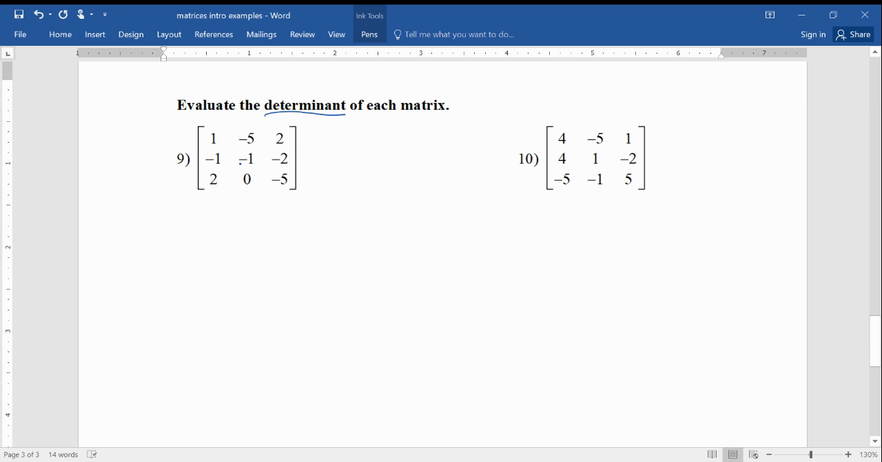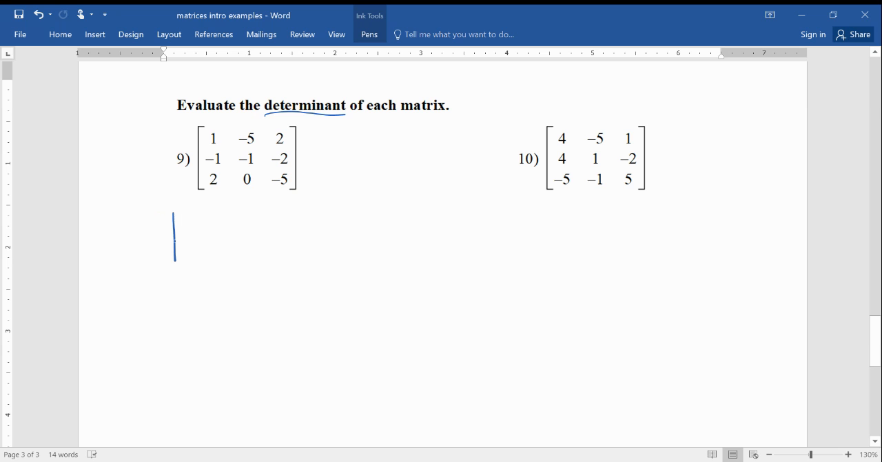Now, in the determinant of a 2 by 2, we did this little cross product thing, right? So if I went and tried to do a cross product and got this diagonal and this diagonal, I would be missing some numbers. This -5, -1, 0, -2. So there is a creative way to do a determinant for a 3 by 3.